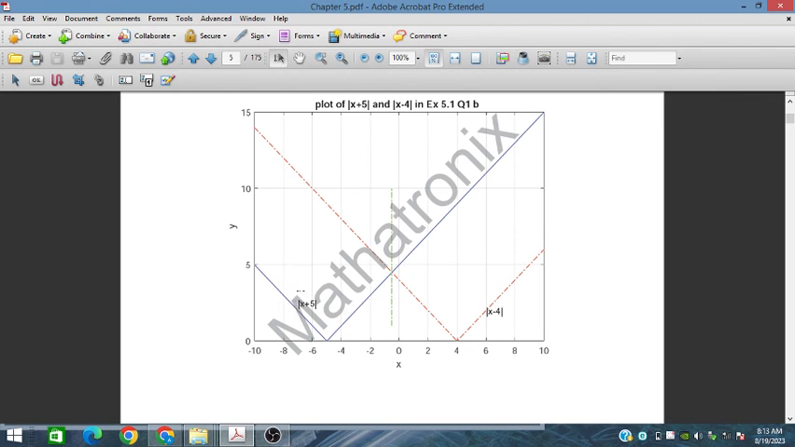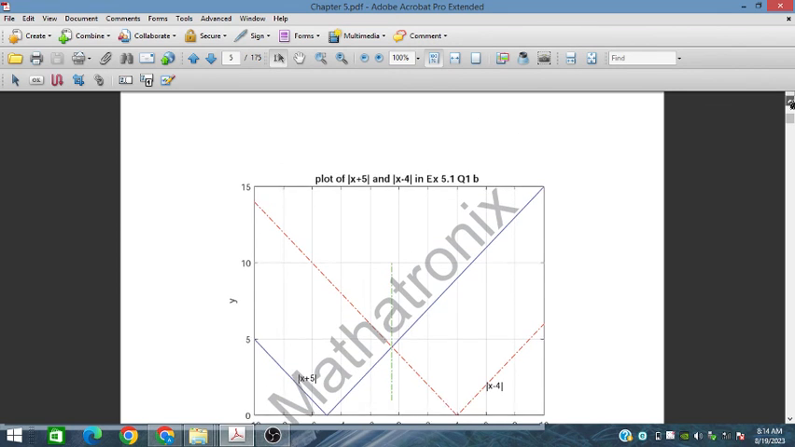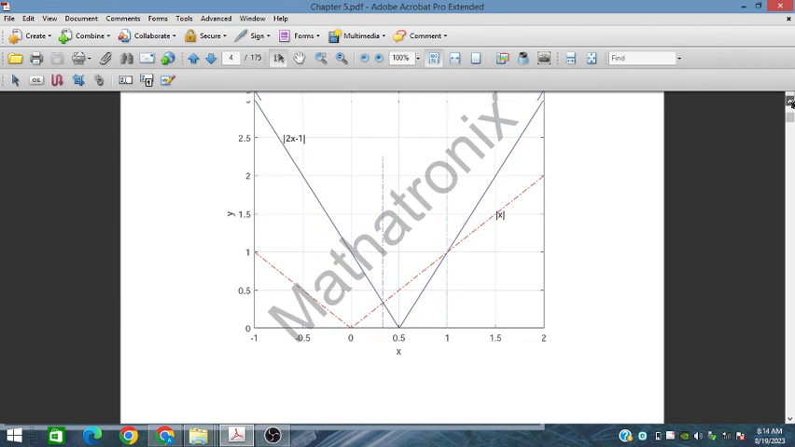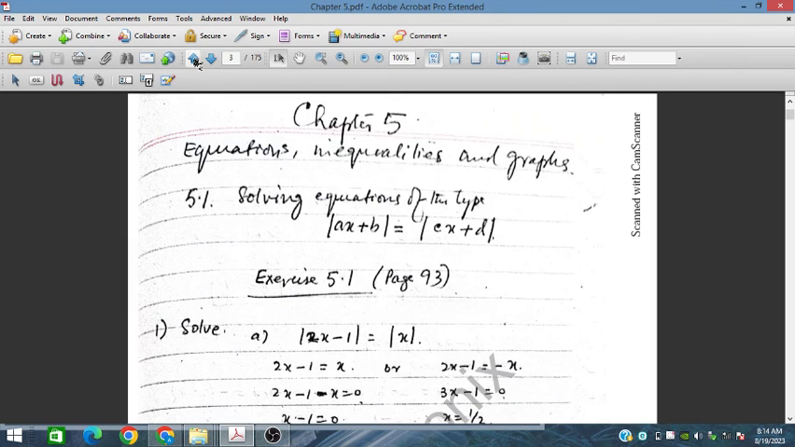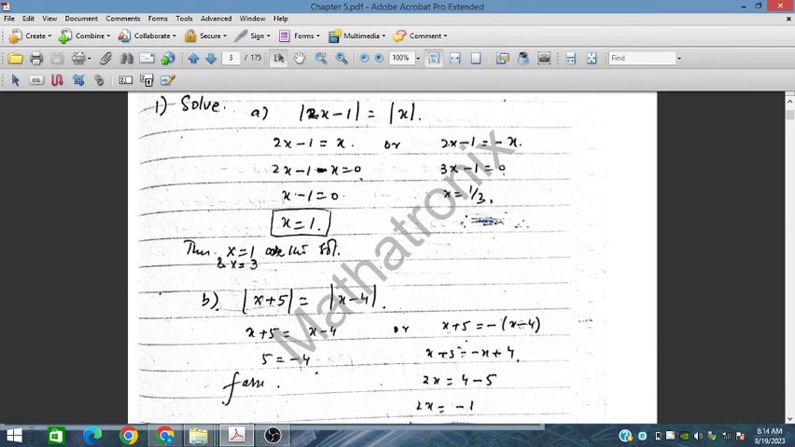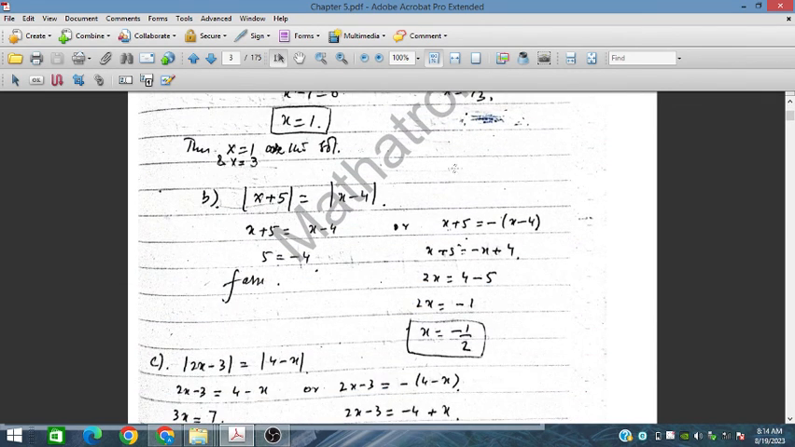So we can see that this red line and blue line are parallel on the negative y side, and in the positive quadrant 1 this is going to be parallel. So there is only one intersection, and we have seen in the problem that we have only one solution here in part B. So this is the concept of this problem.